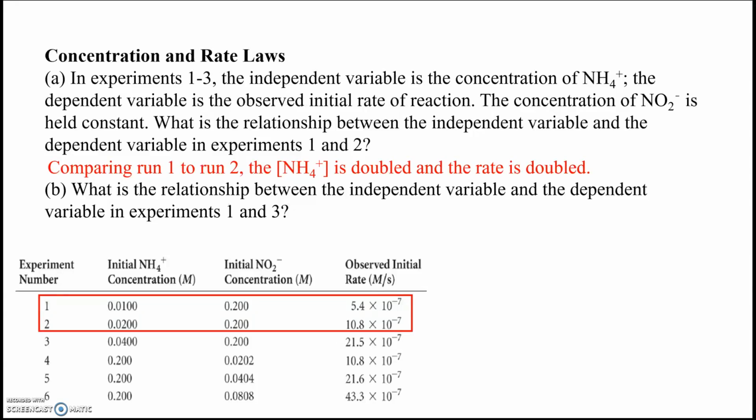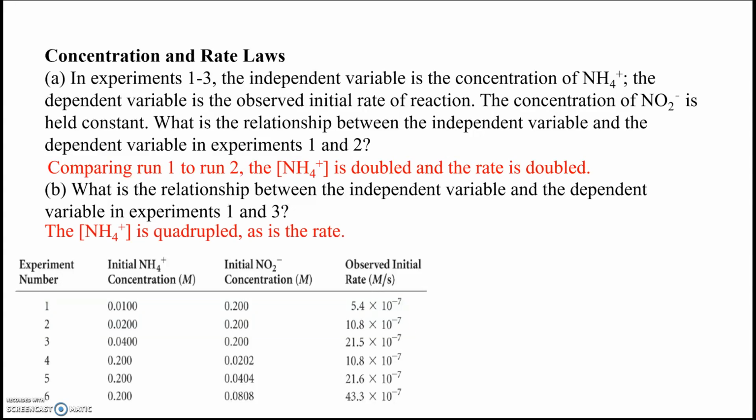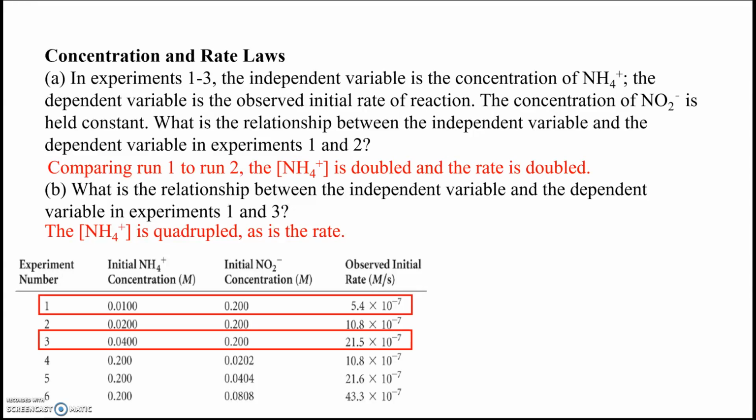So we can look at this and we can see what is the relationship between the independent variable and the dependent variable in experiments 1 and 3. Well, if we look at 1 and 3, we see that the ammonium concentration is not doubled, but quadrupled, from 0.01 to 0.04. And if I look at the rate, 5.4 times 10 to the minus 7th times 4 would be 21.5 times 10 to the minus 7th. So the concentration is quadrupled and the rate is quadrupled.